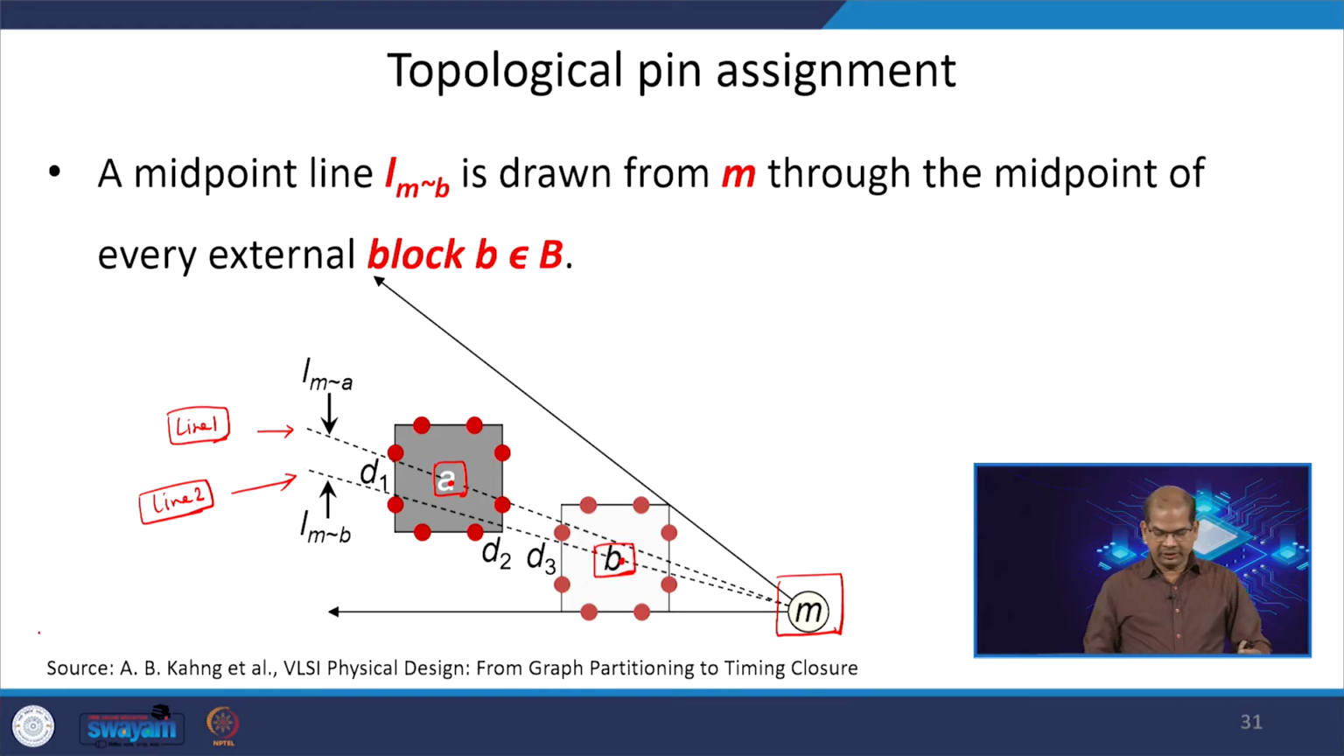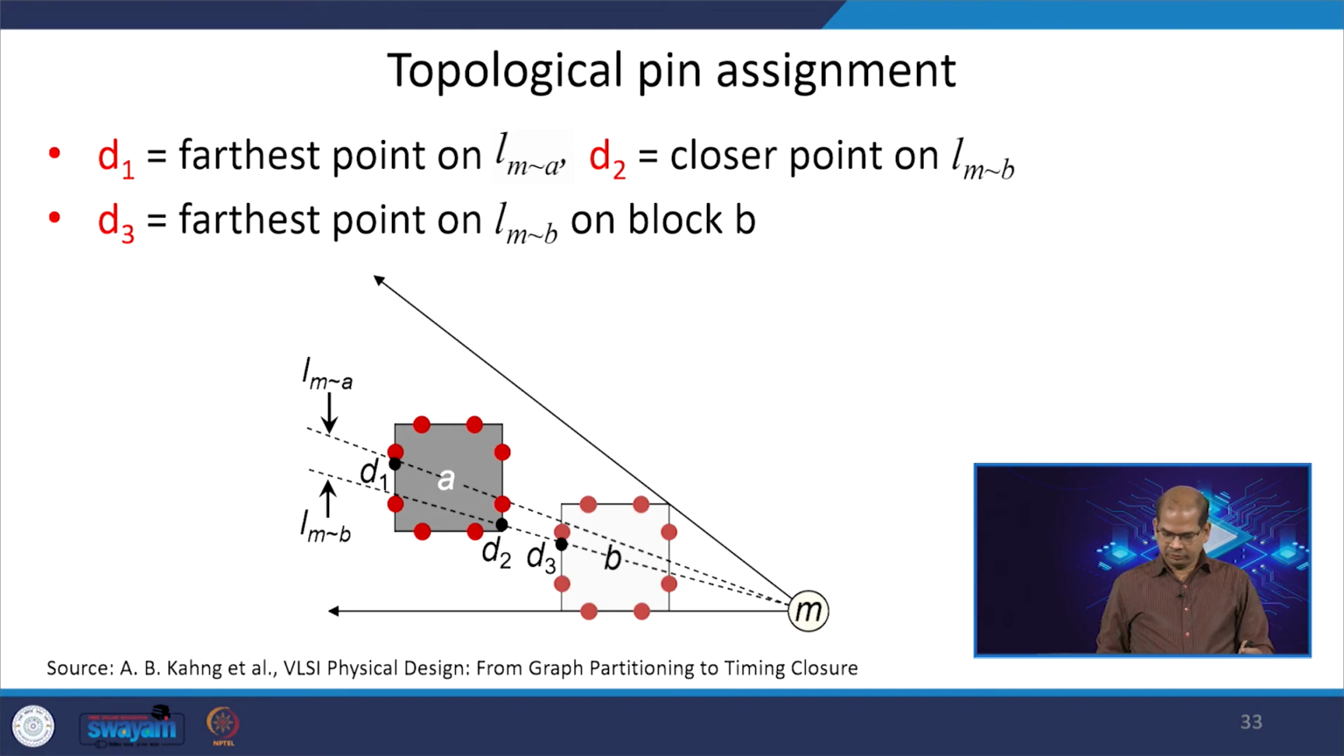So, now I have D1, D2 and D3. These are very useful things, because this will help me to map the pins to that line. So, now what do I have to do? Now, I have D1. D1 is the farthest point on block M to A. And D2 is this point, which is the closest point on M to B on block A.